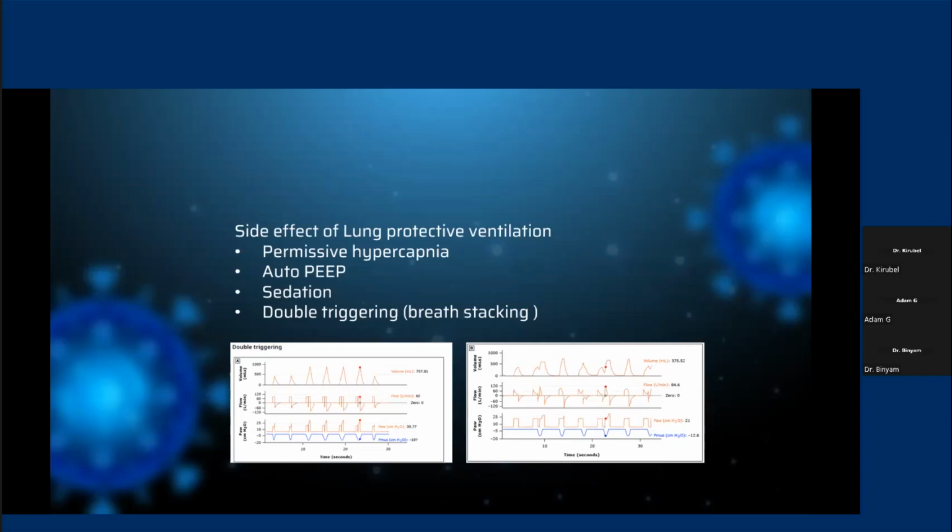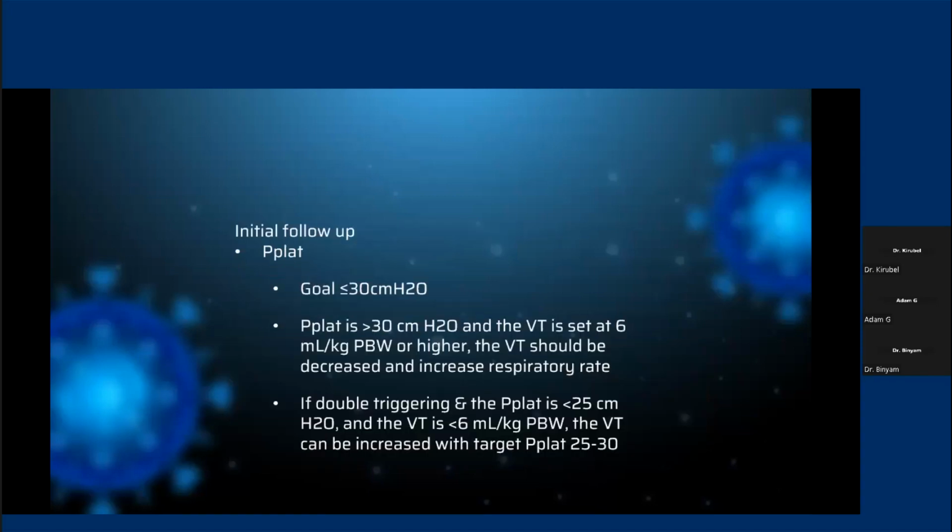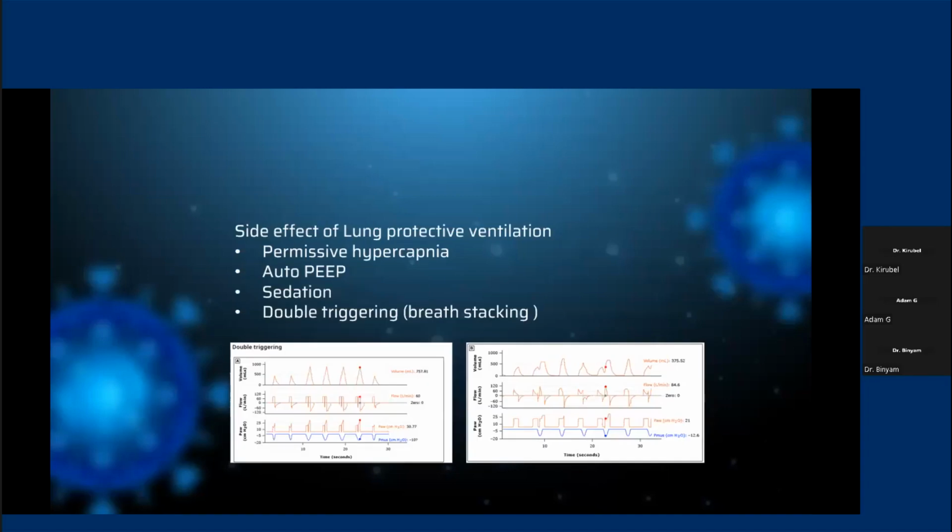And also double triggering. Double triggering means, let's say the patient is requiring 500 ml, and you are setting the patient's breath around 300. So they will trigger more whenever they get the set tidal volume, and they will end up with double triggering. This is not a good thing. So we have to manage according to the waveforms.